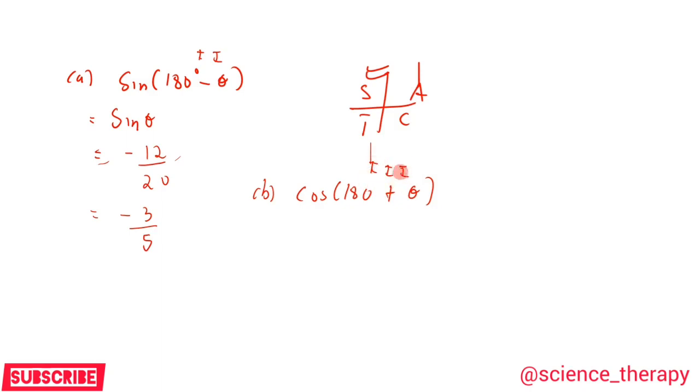So this is the reduction formula for the third quadrant. Now how is cos in the third quadrant? We can see that the only trig ratio that is positive in the third quadrant is tan. So that makes our cos negative. So we have negative cos theta.